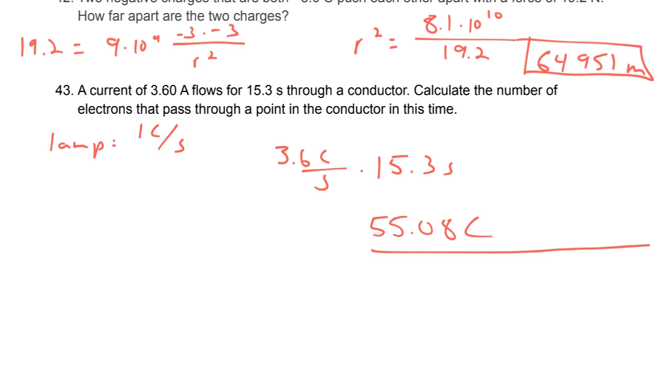Now we need to know that 1 electron has 1.6 times 10 to the negative 19th charge. So take that number and divide by, in parentheses, 1.6 times 10 to the negative 19th. And we will get a very big number, 3.44 times 10 to the 20th electrons.